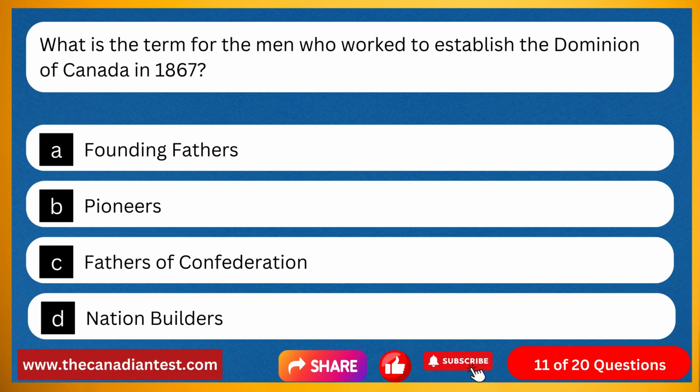Question 11. What is the term for the men who worked to establish the Dominion of Canada in 1867? Option A, Founding Fathers. Option B, Pioneers. Option C, Fathers of Confederation. Option D, Nation Builders.